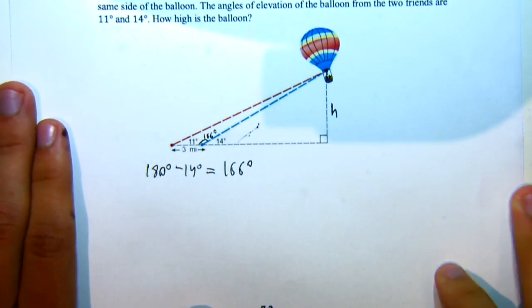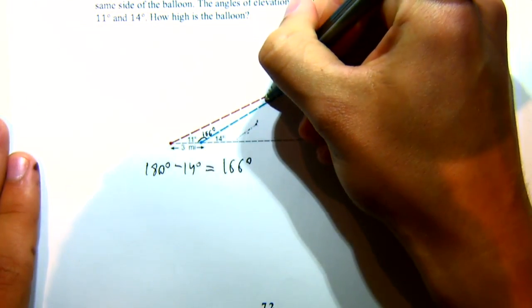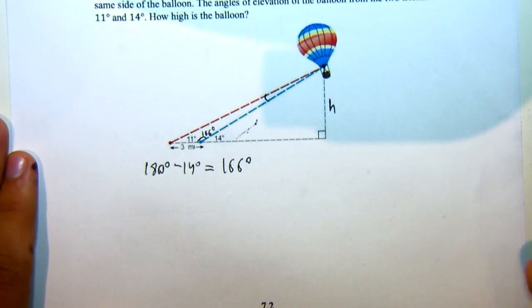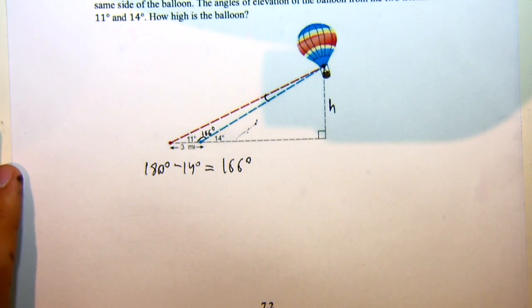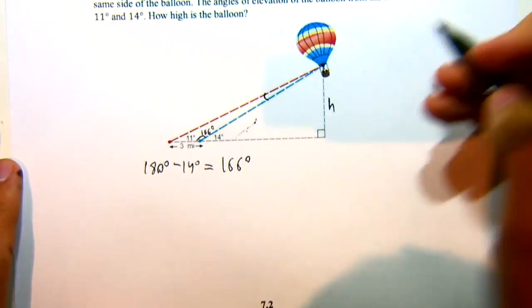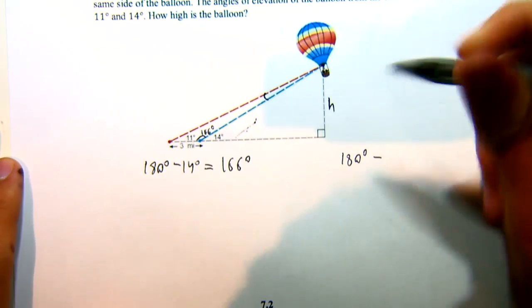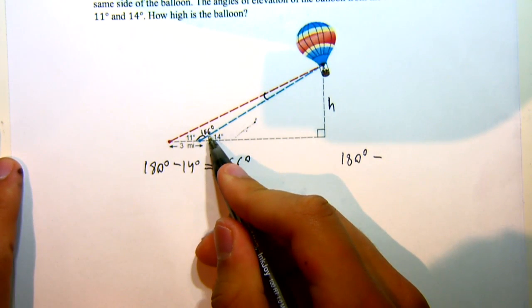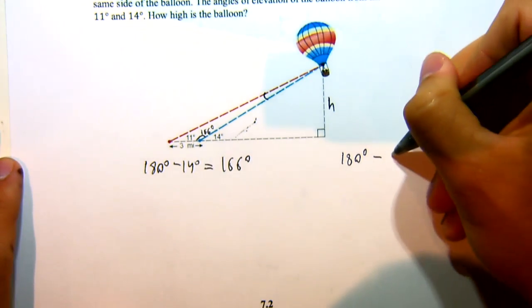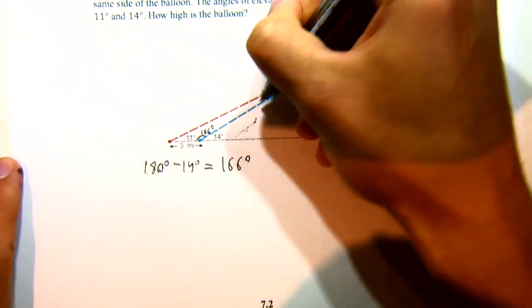Alright? And then we want to find this angle here. This is going to be a really tiny angle. And we know that all the angles in a triangle add up to 180 as well. So 11 plus 166 is going to be 177. So that last angle is 3 degrees.